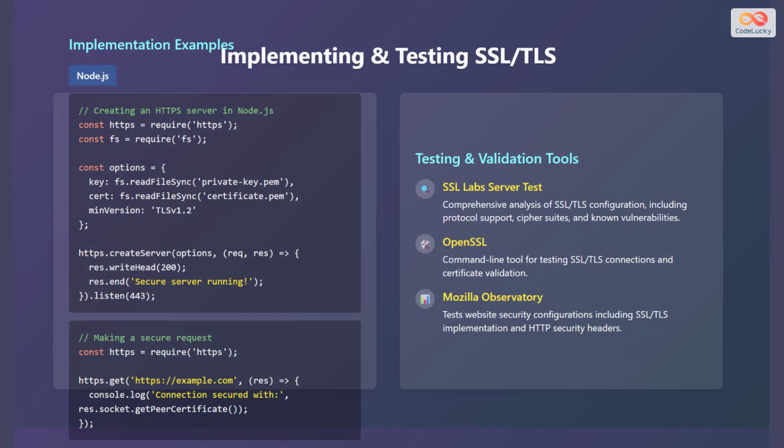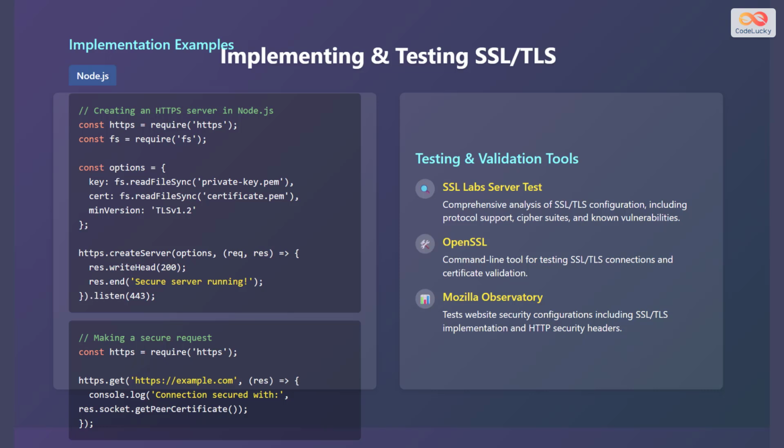Let's look at implementing and testing SSL/TLS. Here are some implementation examples, starting with Node.js. To create an HTTPS server in Node.js, you'll need the https and fs modules. Specify the path to your private key and certificate, as well as the minimum TLS version such as TLSv1.2. Then use https.createServer with the specified options to listen on port 443.